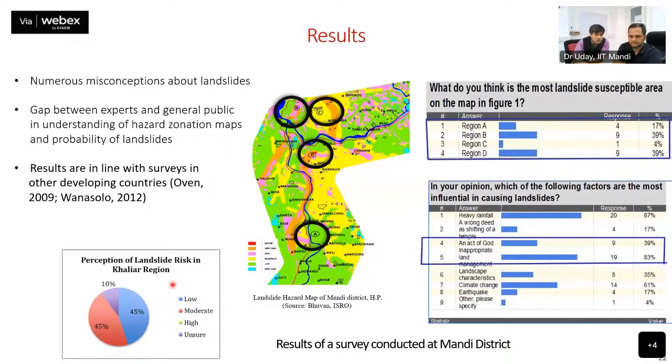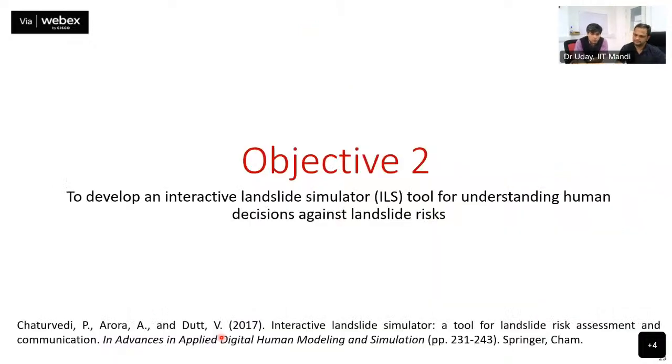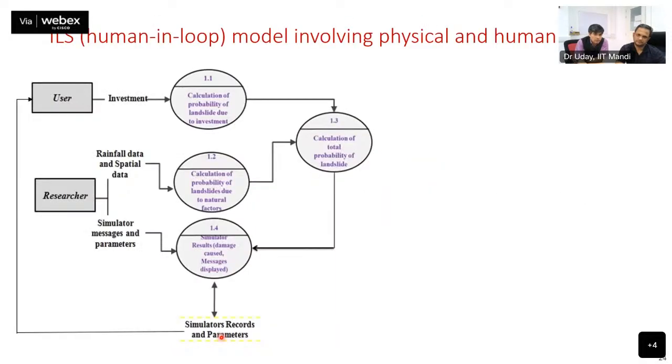And we've also looked at perception of landslide risk in Khaliar, particularly this is a region. And majority of the people, because they live in this area, almost 90%, 45% of them think it's a low probability event, although that area is landslide prone. Moderately to high or unsure population. So moderate is about 50% of the people think it's moderate, and none of them think it's high. Of course, regionally and if you look at temporally during monsoon, this area gets a lot of boulder falls and slides. I'm going to go to second aspect, which is on interactive landslide simulator, where I'm going to show you some interesting work on simulation.